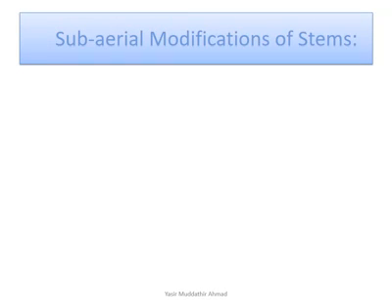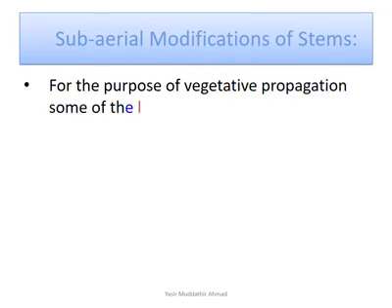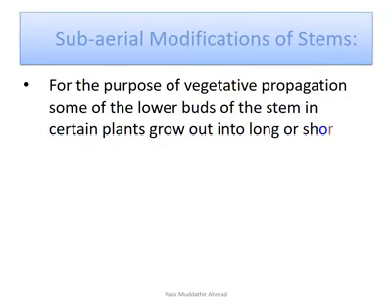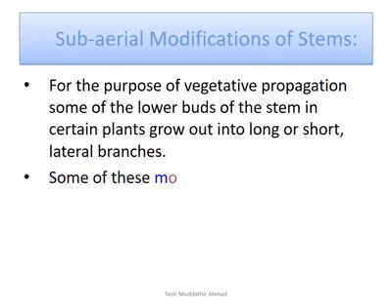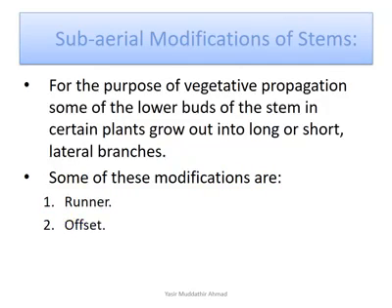The second type are called subaerial modifications. Now, for the purpose of vegetative propagation, some of the lower parts of the stem in certain plants grow out into long or short lateral branches. Now, the subaerial stem is a stem that's going to grow in a horizontal direction, running on the ground.